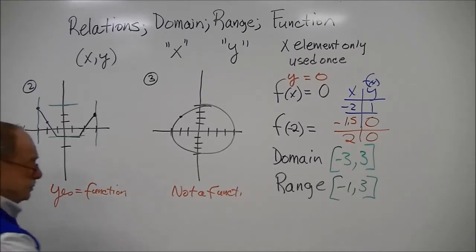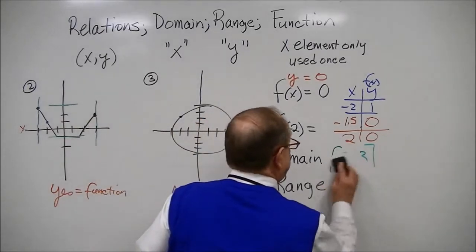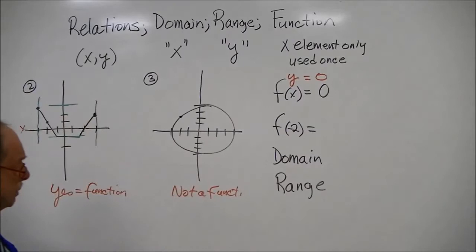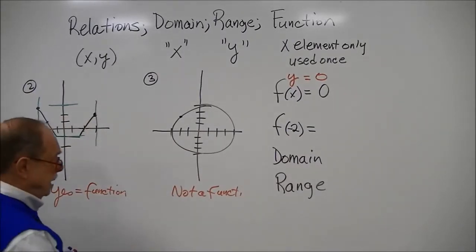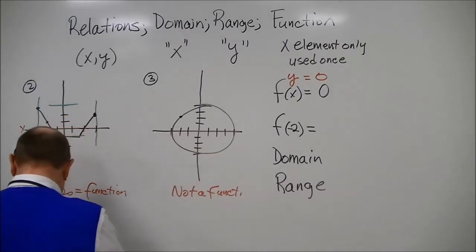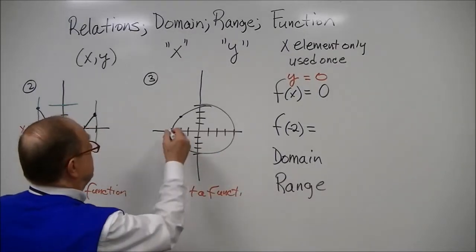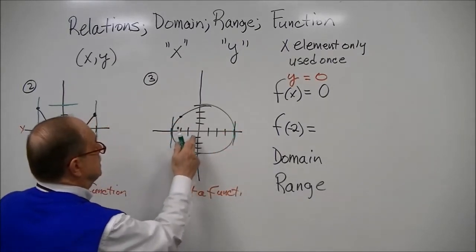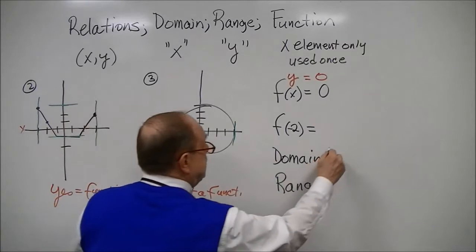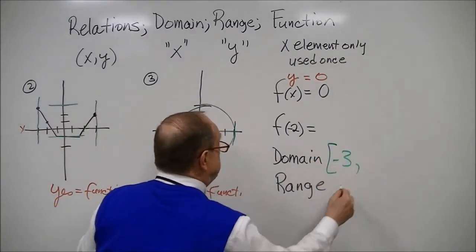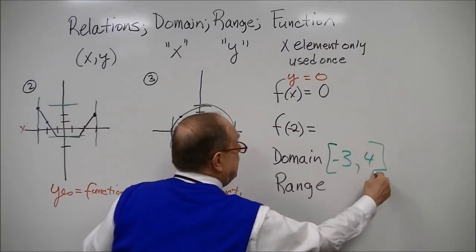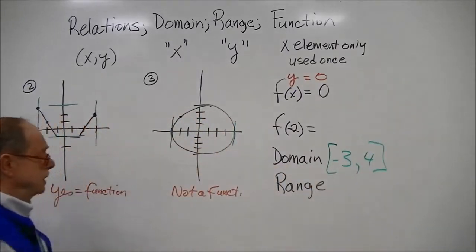Now, I'll just erase this because we'll look at the same thing for our other graph. Here, our domain should be pretty easy. It's starting right there and right there. So it's negative 3 and 4, and both of these are included in the set.